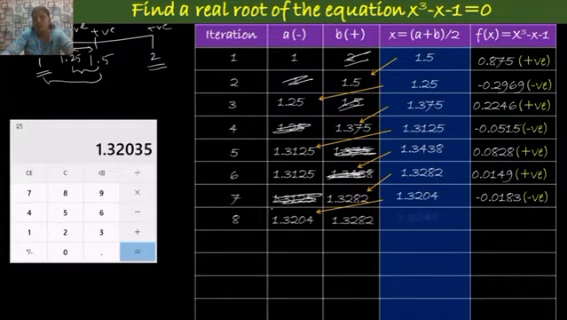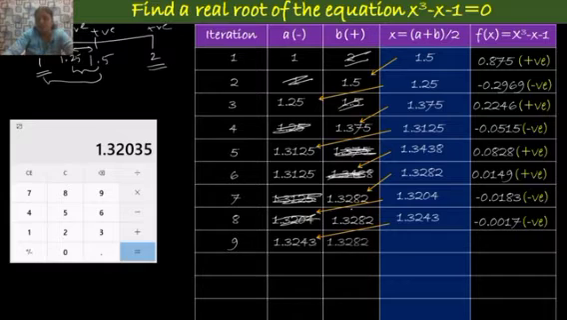So adding these two values and dividing by 2, you get 1.3243. At this point the value of the function is negative. If it is negative, you have to replace the value of A in the next iteration, that is the ninth iteration. You replace A by 1.3243, with no change in the value of B. Adding these two and dividing by 2, you get 1.3263.